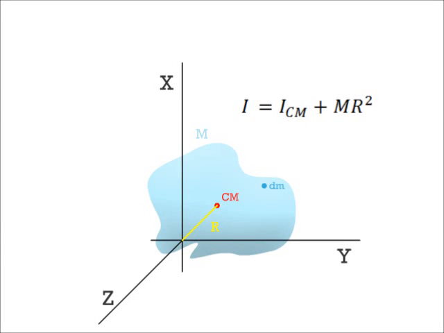Today, I will be showing you a proof of the parallel axis theorem, which states that the rotational inertia of an object rotating around an axis is equal to the rotational inertia about its center of mass plus mr squared, which is equal to its total mass times the distance between its rotating axis and a parallel axis that does go through its center of mass.